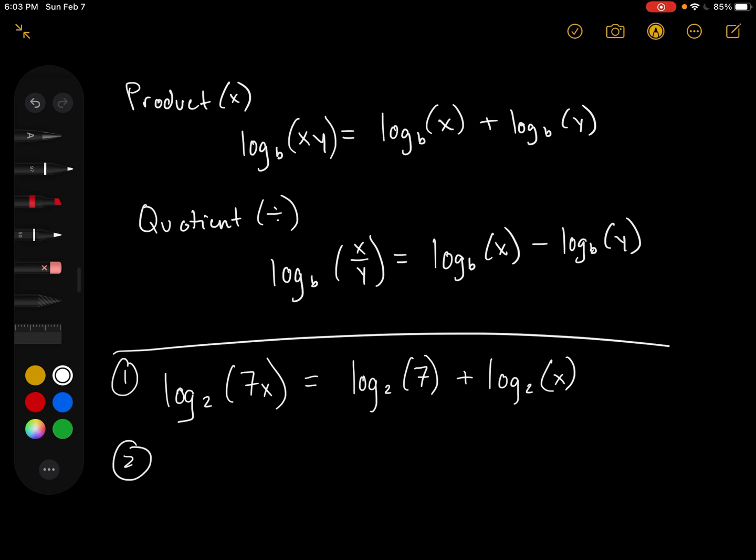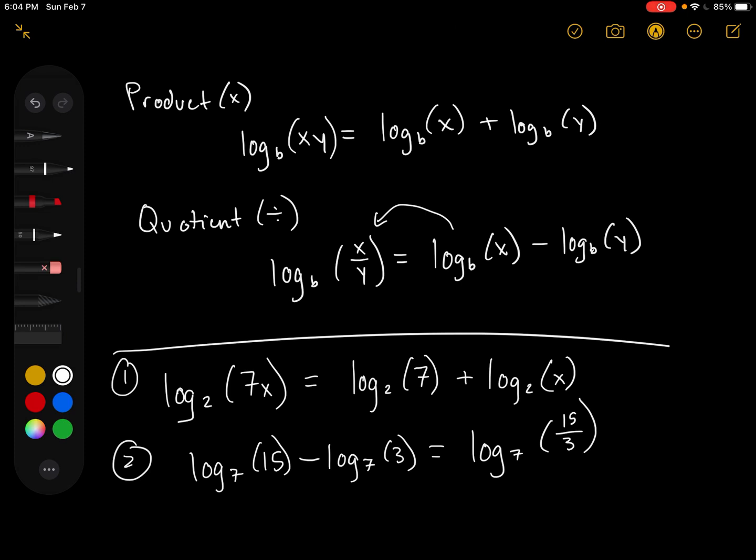The other way that we might see this is with something like, let's say we had log base 7 of 15 minus log base 7 of 3. In this case, it's a subtraction problem, and if we see subtraction, we can actually go the other way around. We can take it from the subtraction to the division. So here we'll have log base 7 of 15 over 3. And the nice thing here is we can actually simplify this. This goes to log base 7, 15 divided by 3 is just 5.